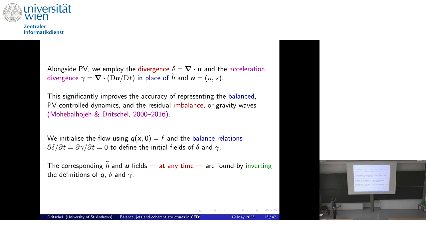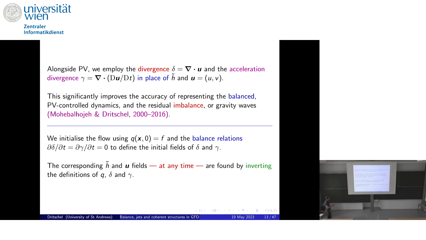We're going to use that in place of h and u. That, of course, means we have to do some kind of generalized inversion. I'm not going to give the details. It's similar to what I described in the last talk. It's in spherical geometry, but nothing is significantly different when you do the whole thing in spherical geometry. The whole purpose of doing this, which I emphasized last time, is that it improves the accuracy of both the balanced, PV-controlled dynamics and the imbalanced or gravity waves. There are about seven papers in this range where we kept using this method, trying to show the impact of using different discretizations and different ways of representing flow variables on the numerical results.